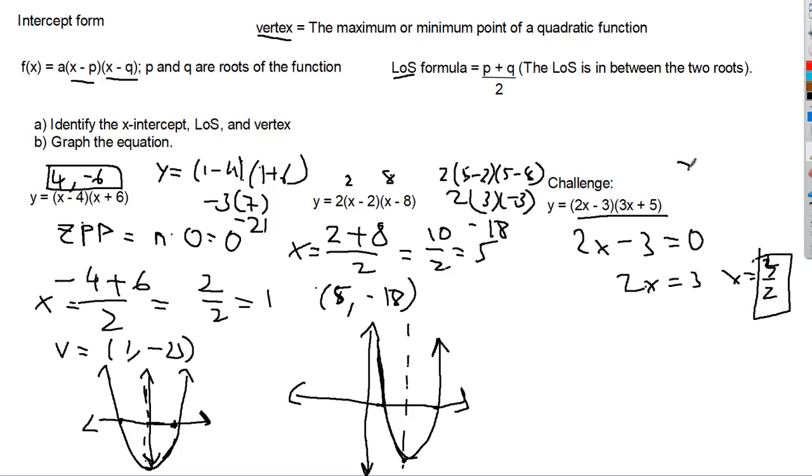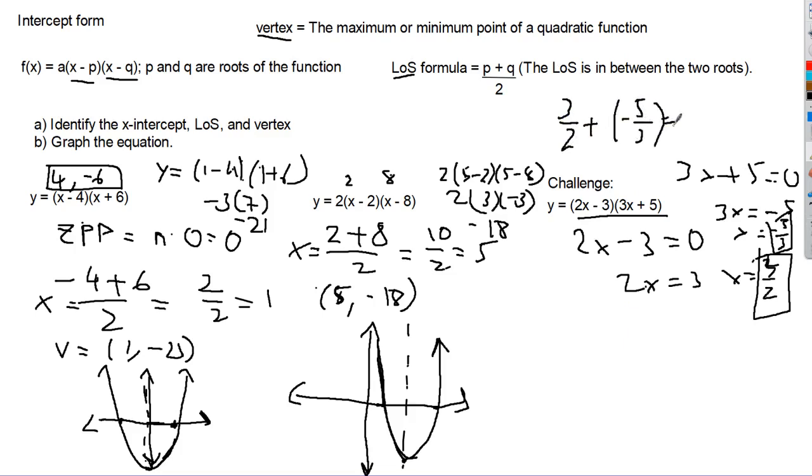And then your second x-intercept is 3x plus 5 is equal to 0. So 3x is equal to negative 5. x is equal to negative 5 over 3. Negative 5 over 3 is our second x-intercept. So if we want to average these, that's going to be our line of symmetry. 3/2 plus negative 5/3. Okay, you don't have to watch me do basic math, but if you want to, you can. Okay, negative 1/6. That is our line of symmetry. Negative 1/6.